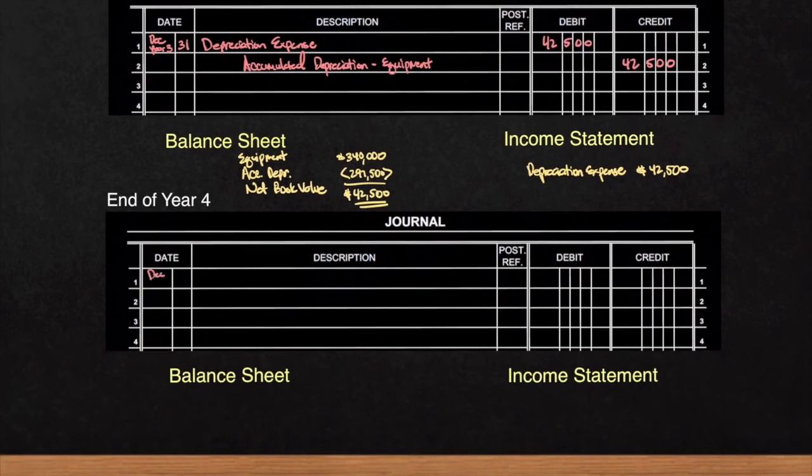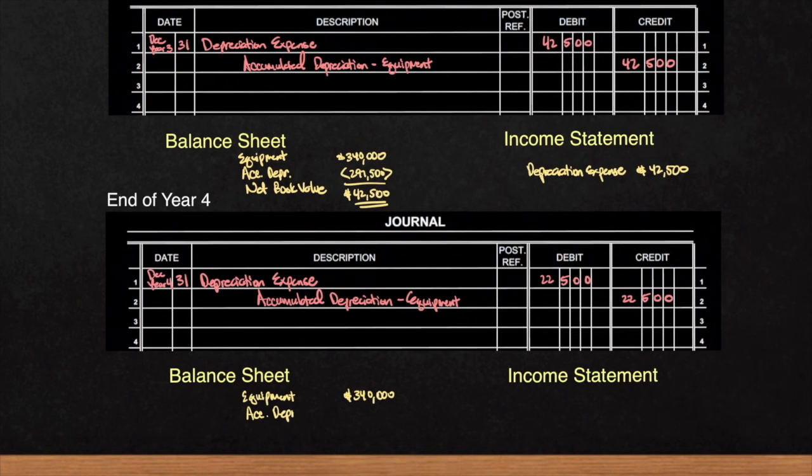$42,500. In year 4, we just did a comparison between our accumulated depreciation and our depreciable cost. It's still the same debits and credits. Depreciation expense debit, credit accumulated depreciation. And this time it was $22,500. Let's reflect that on the balance sheet for the last year.